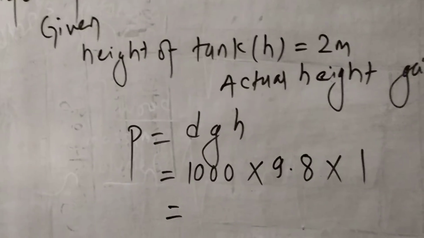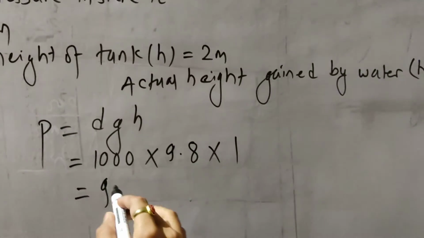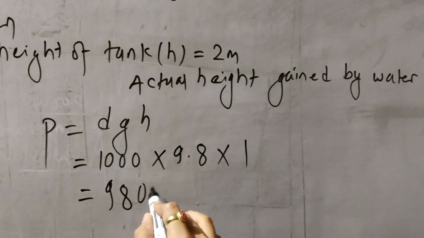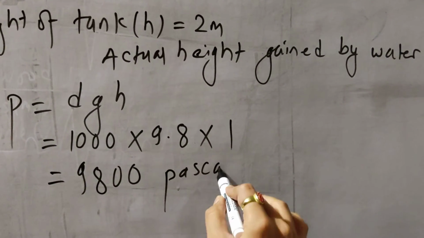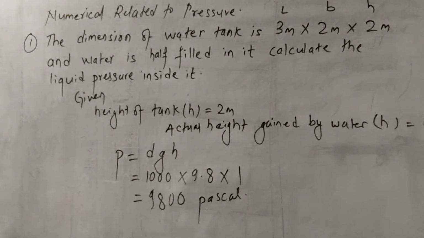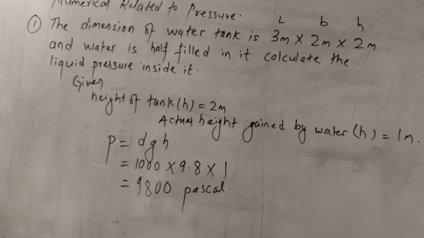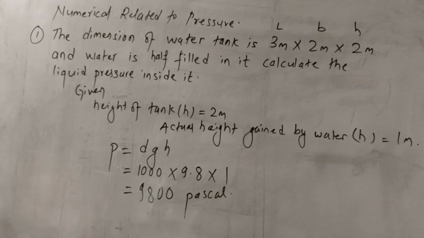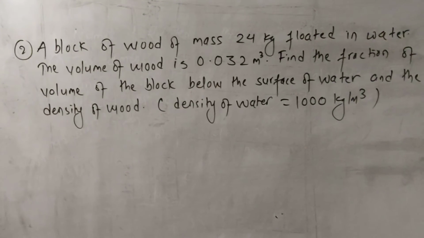Now, if we calculate that, we'll get the value of 9800 Pascal. In this way we can solve this kind of numerical very easily. Now let's move to the second numerical. Now let's look at the second numerical question.